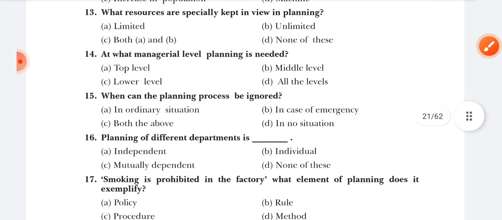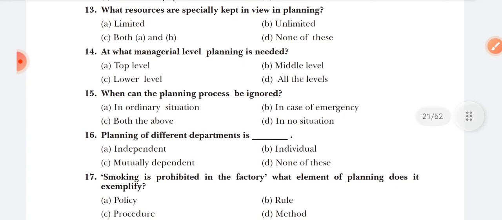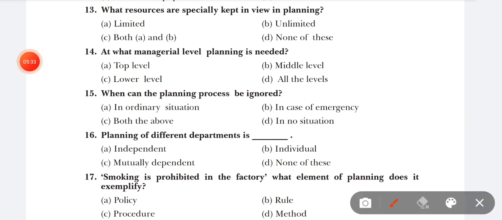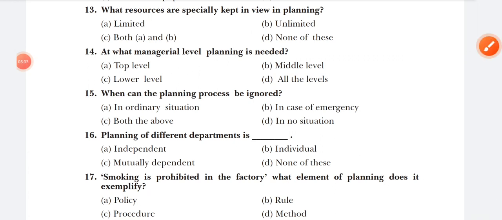Now question 17. Smoking is prohibited in the factory. What element of planning does it exemplify? Option A policy, option B rule, option C procedure, or option D method. And the correct option is option B, rule.